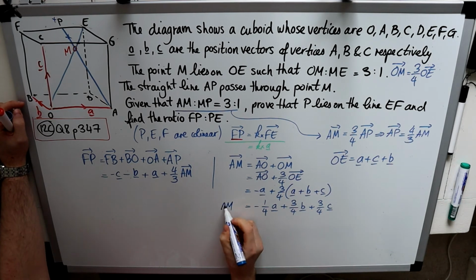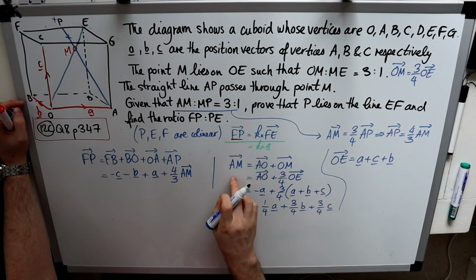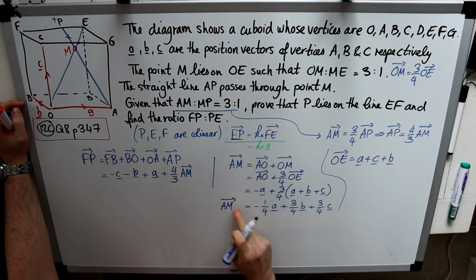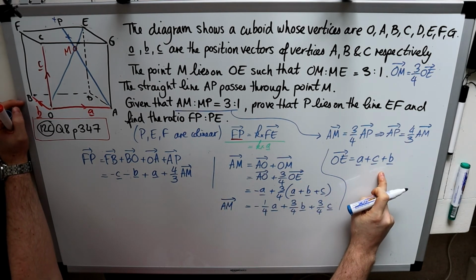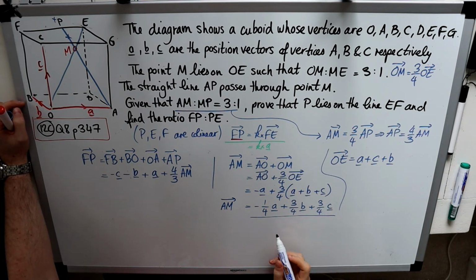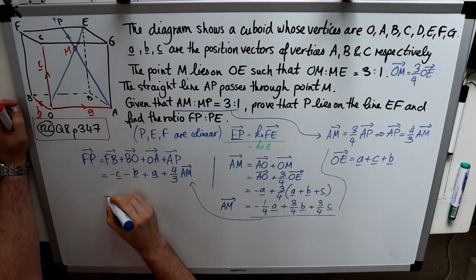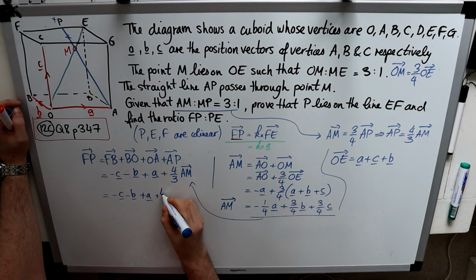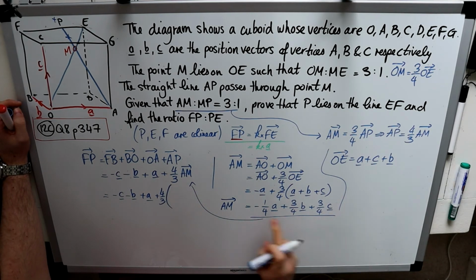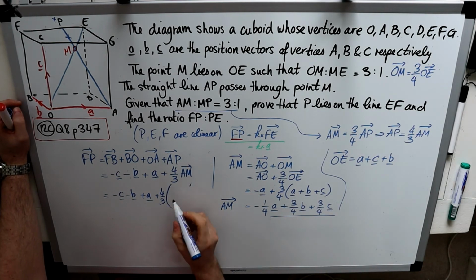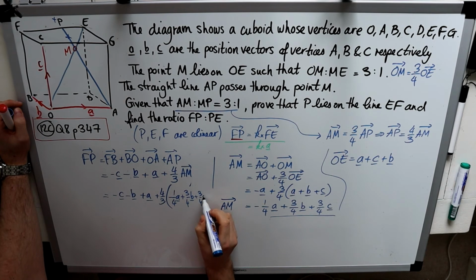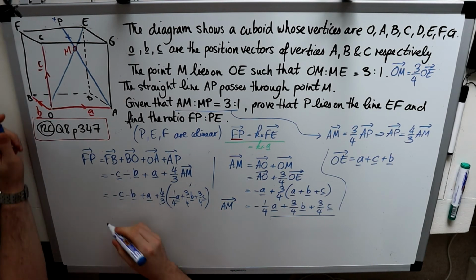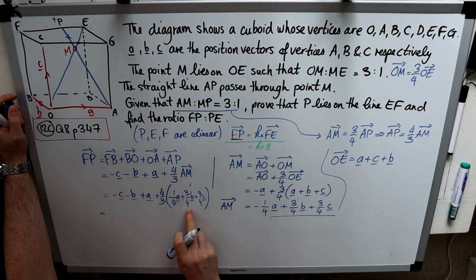So I now have, I had to go via a couple of different steps. I had to go AM, break AM down, which gave me OE, and then I had to break OE down. But in the end, I can now substitute all of this back into there, and we have our minus C minus B plus A plus 4/3 of all of this, minus 1/4 A plus 3/4 B plus 3/4 C. And it turns out that this 4/3 is going to cancel out these two 3/4.